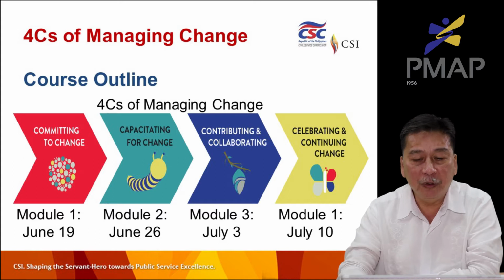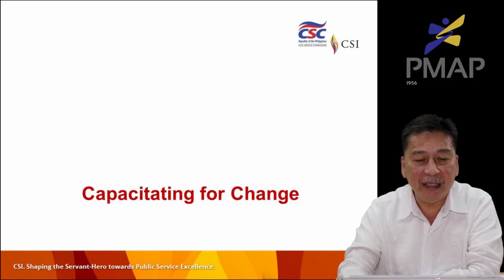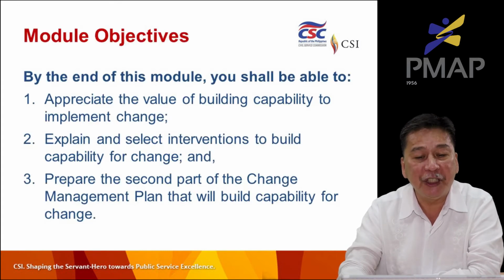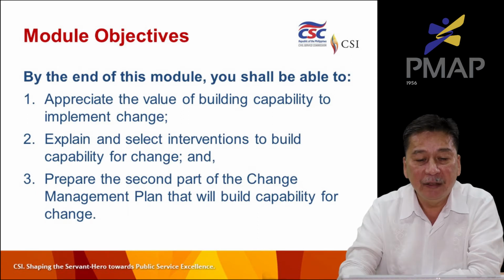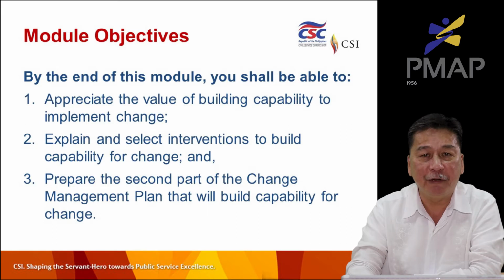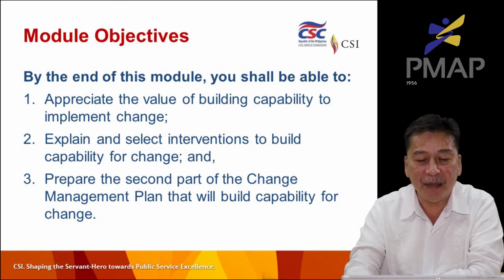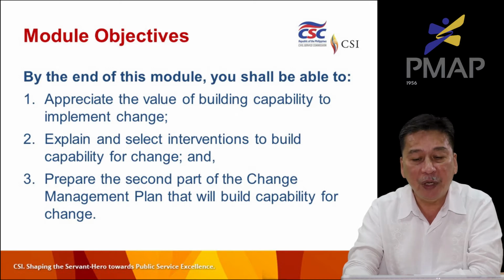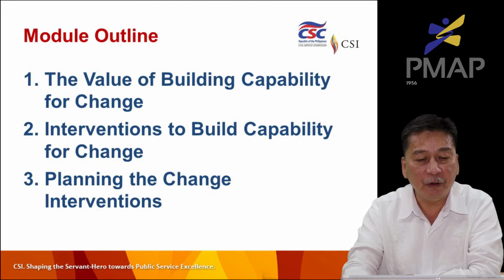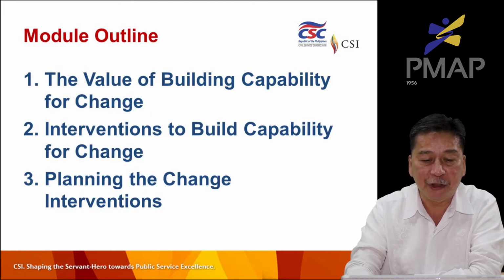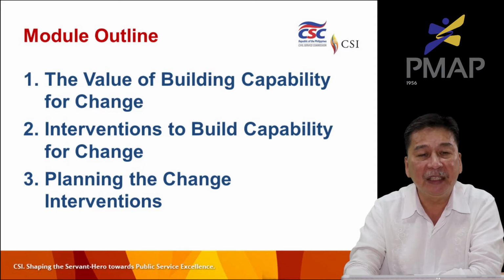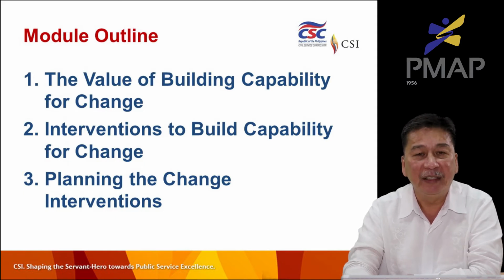So we will now move to capacitating for change, and our objectives for this particular module is for you to be able to appreciate the value of building capability to implement change, explain and select interventions to build capability for change, and prepare the second part of the change management plan that will build capability for change. And our outline is the value of building capability for change, interventions to build capability for change, and planning the change interventions.